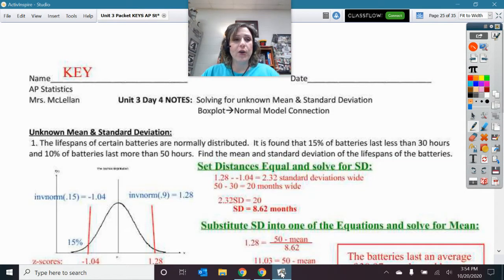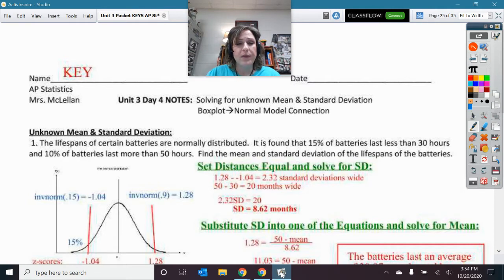All right. I hope that you've been able to find your way around the normal model and you've been able to solve for missing values and find probabilities. So we wanted to find probabilities, percents, proportion of observations. The three P's, we used normalcdf.